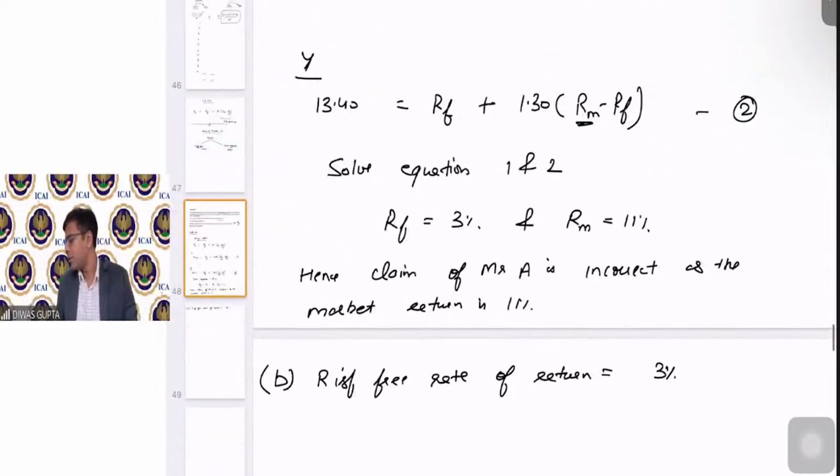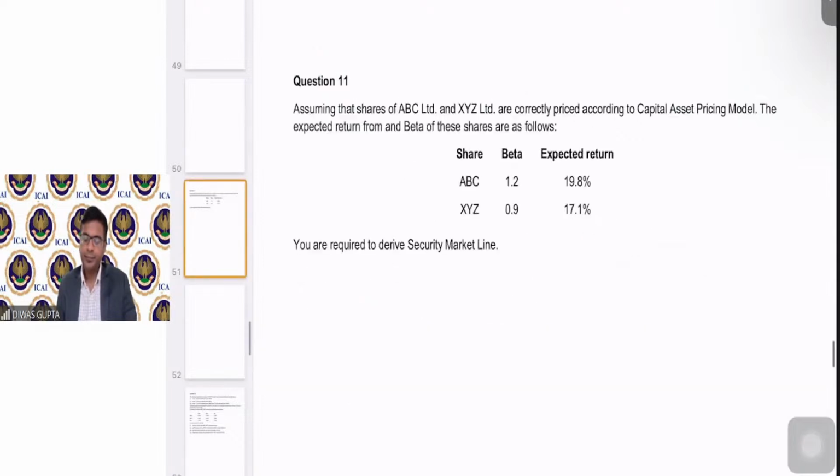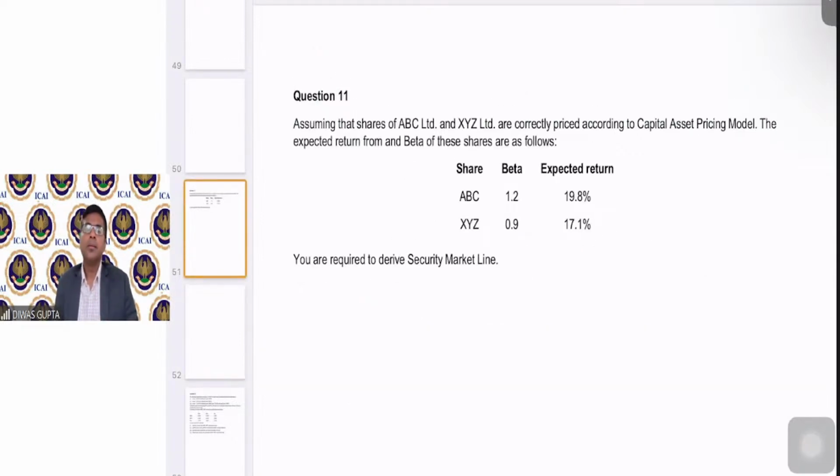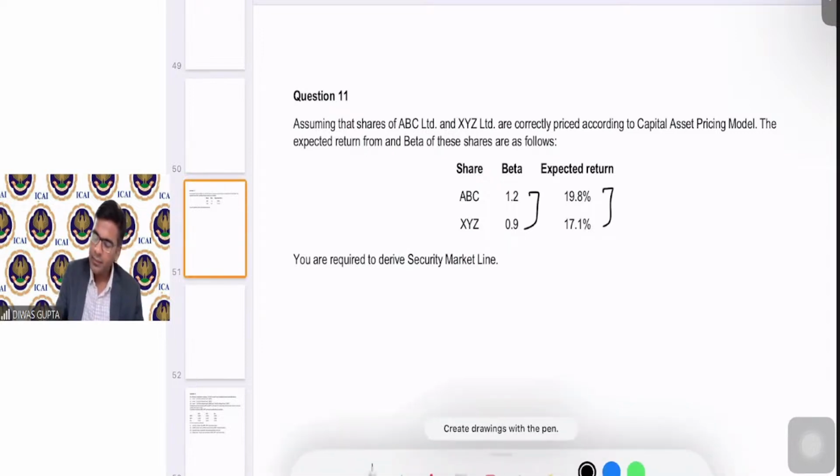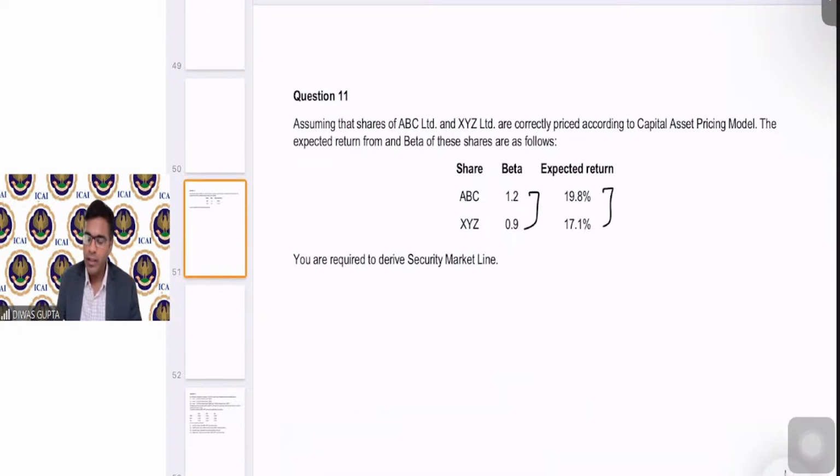Let's move ahead, students. Question number 11. Assuming that shares of ABC Limited and XYZ Limited are correctly priced according to the capital asset pricing model, the expected return from and beta of these shares are as follows. They've given us the expected return and betas. You're required to derive the security market line. So they're asking us to derive the security market line.